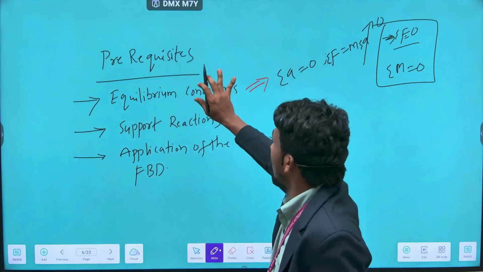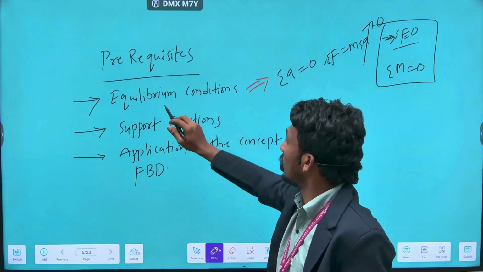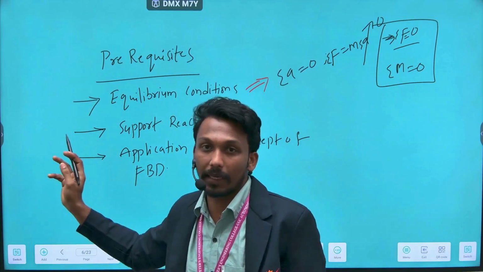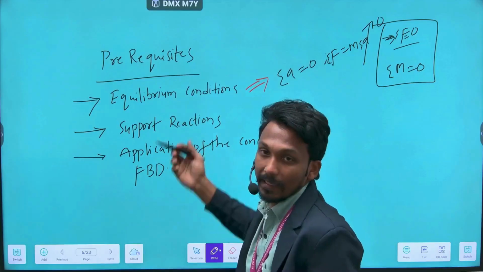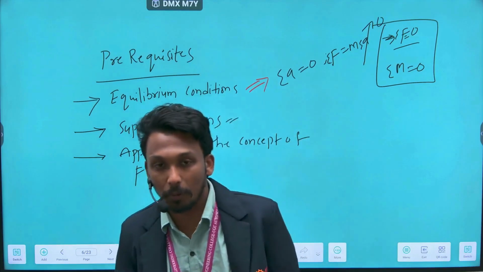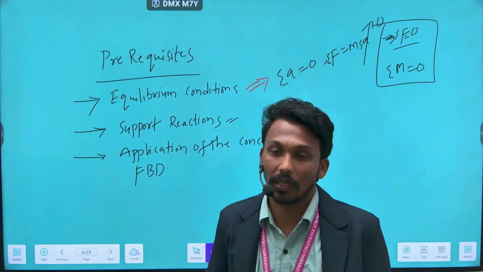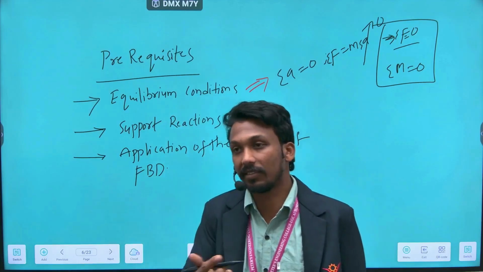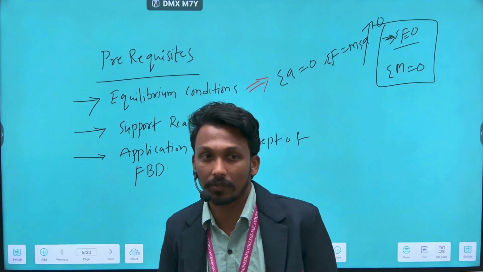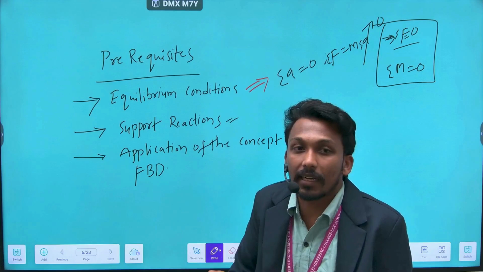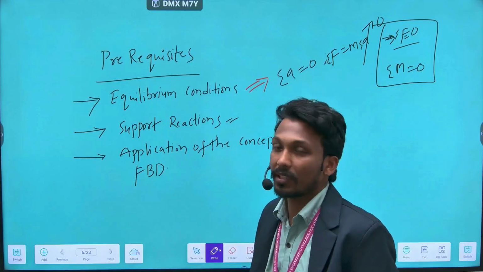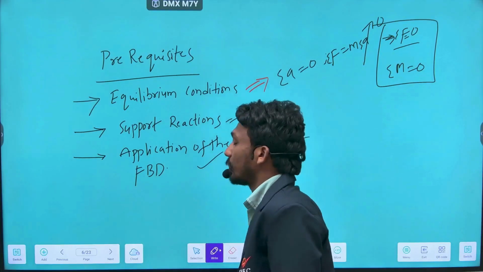I have touched upon this very briefly. This will be dealt with in detail in engineering mechanics. Then again, support reactions. We have different types of support reactions: a roller support, a hinge support, a fixed support. There are some other support reactions also. We should be able to understand the support reactions, and when I am dealing with the problem, we'll see them. Then again, application of the concept of the free body diagram.